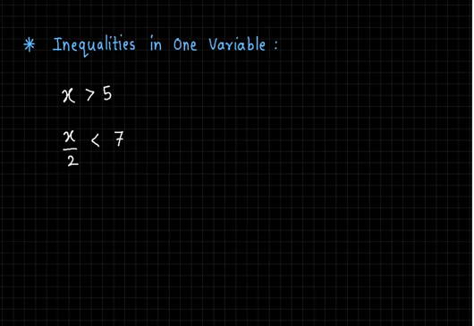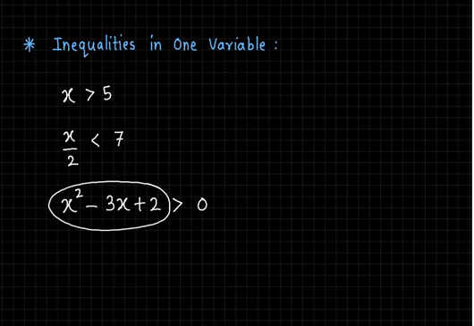Well, we may have the inequalities in one variable but of degree bigger than 1 also. Something like, suppose we have x square minus 3x plus 2 greater than 0. Now this involves only one variable x, but it is not a linear inequality, it is a quadratic inequality that we may call it.